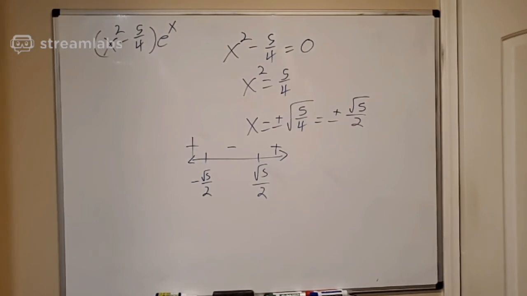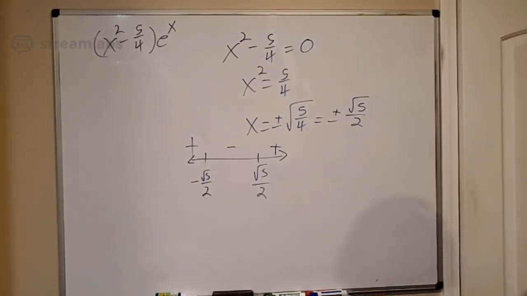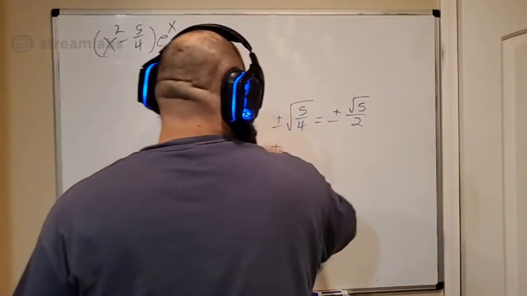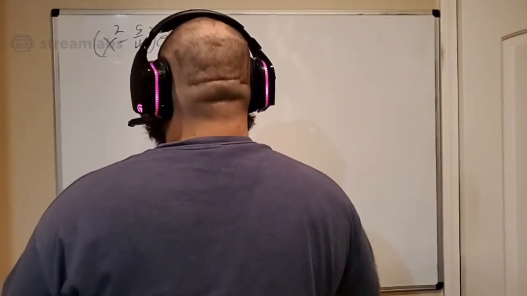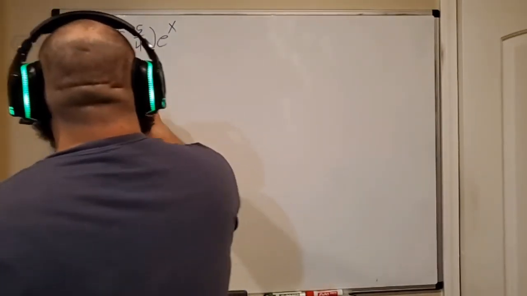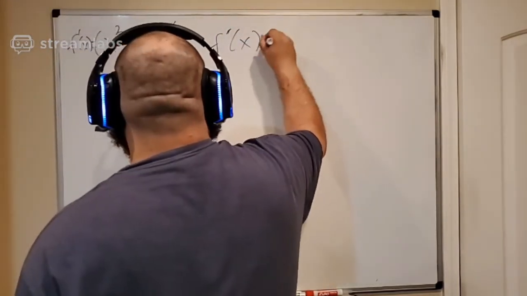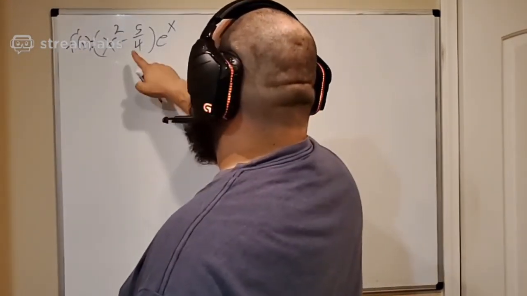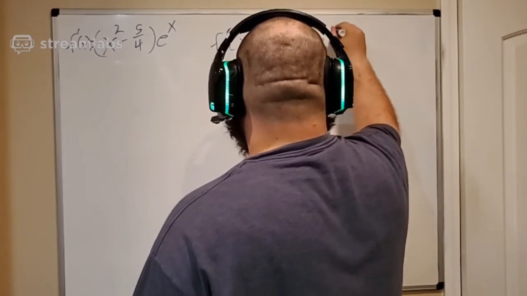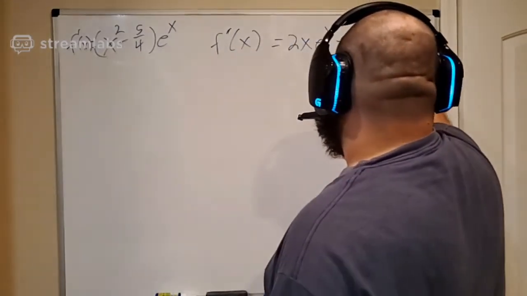Part B we've already talked about. Oh, we have to take the derivative. Points of inflection, so we do actually have to take this derivative. So let's go ahead and I'll do that. It is a product rule, not the worst product rule, but it is a product rule. So this is f prime. So f double prime will be, so derivative of the first one, so that's 2x e to the x plus e to the x times x squared minus 5 fourths.